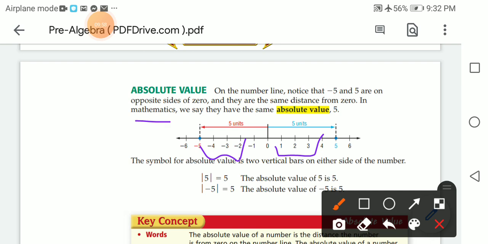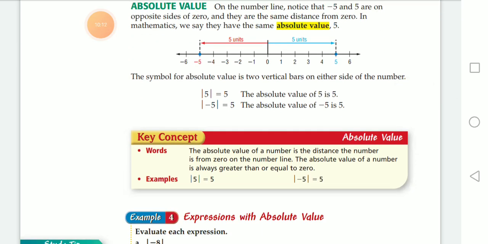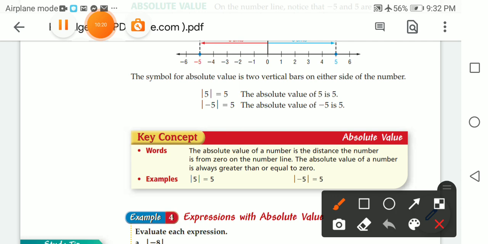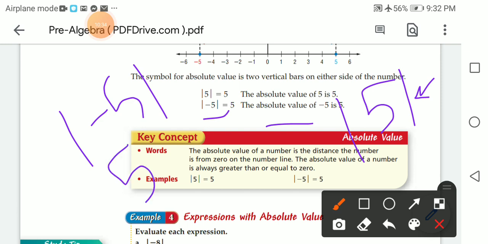In mathematics, we say that they have the same what? Absolute value. The absolute value of them is 5. The symbol of absolute value is two vertical bars on either side of the number. I have here the 5 inside the symbol of the absolute value. If I have negative 5 written here, the absolute value will give me 5. Get rid of the negative, right?